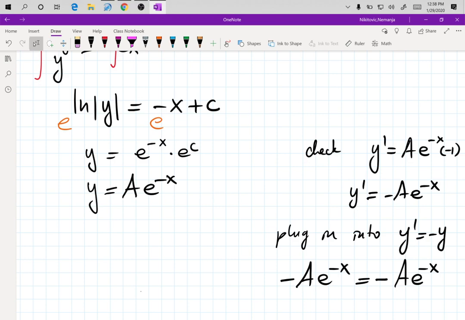Let's take about 120 seconds of break, and then we're going to go through 1.4. It's separation of variables. So technically, we're just going to review integration again.